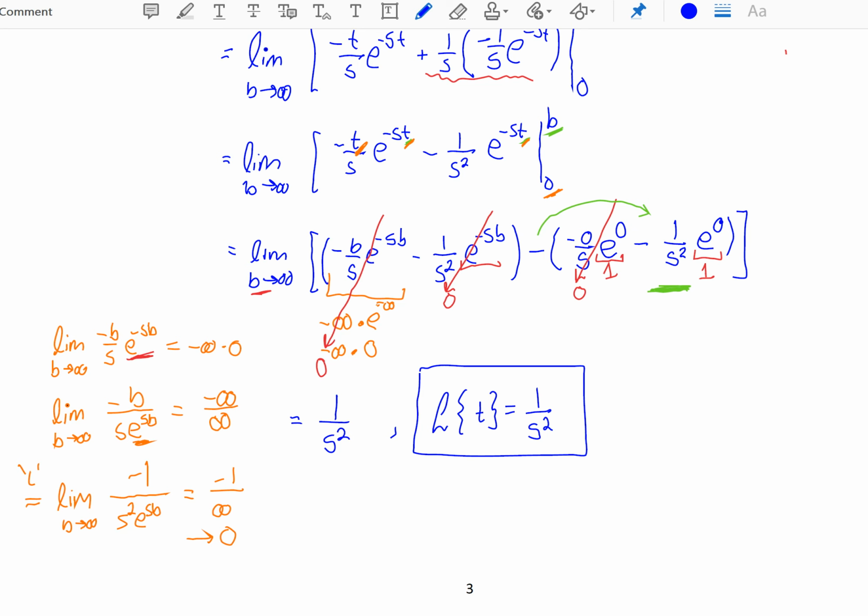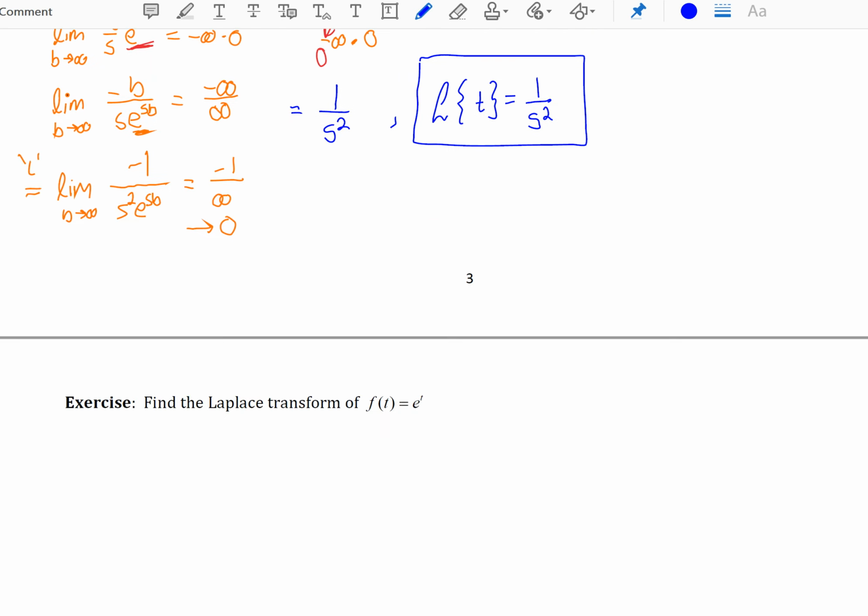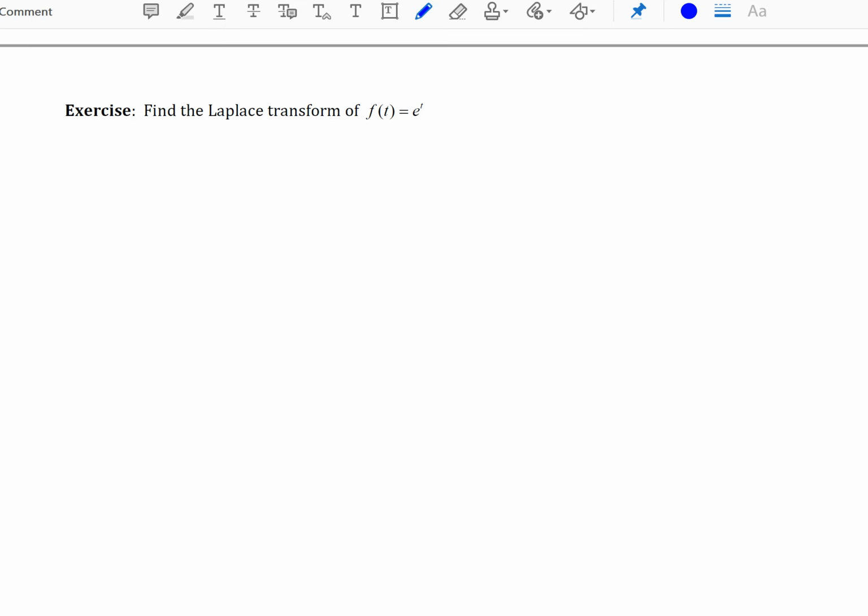Okay, let's try one more. Let's find the Laplace transform of f of t equals e to the t. So here I'll write this as the Laplace of e to the t, the improper integral from 0 to infinity of e to the negative st times e to the t dt.